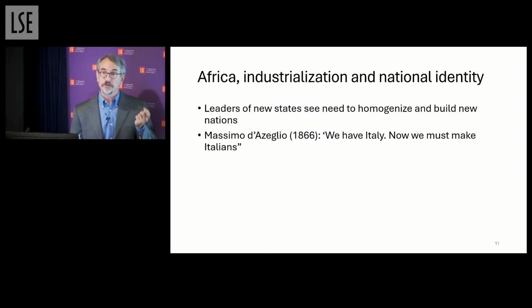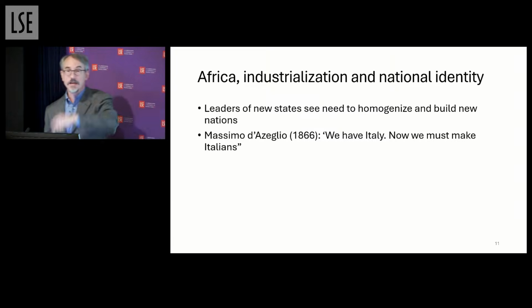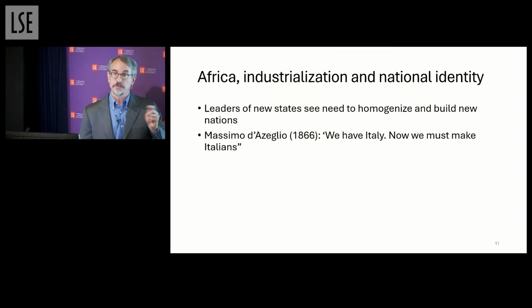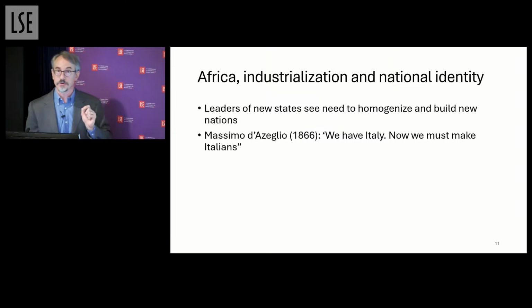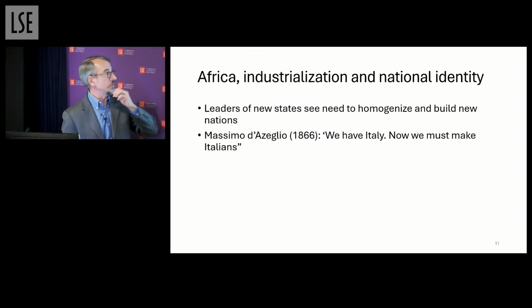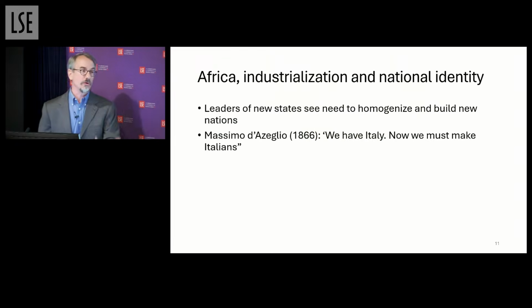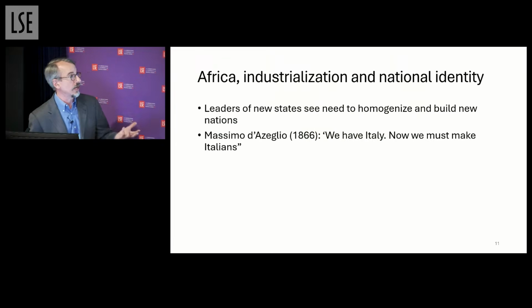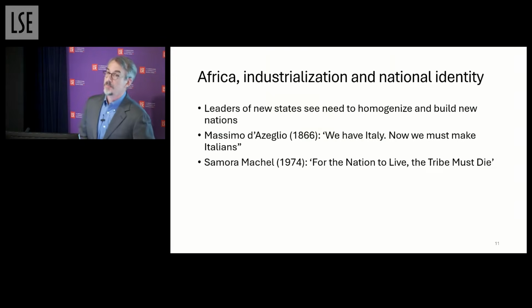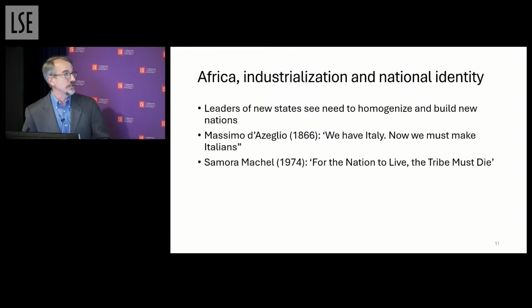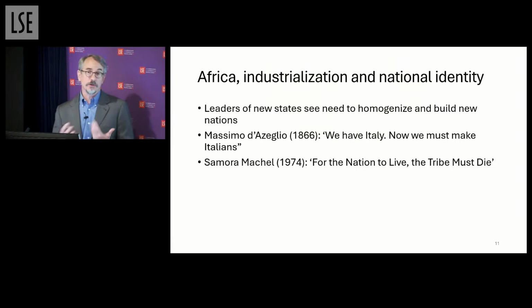If you compare some of these states in the 19th century to states in the late 20th century, you see very similar ideas. For instance, this is a famous quote from one of the founding fathers of Italy. Italy was unified in 1860. Very famous quote from Massimo d'Azeglio, "We have Italy, now we must make Italians." So there's the idea that we have to create a sense of Italian national identity. You compare that to one of many quotes from post-colonial African leaders. You have Samora Machel, the late president of Mozambique, saying, "For the nation to live, the tribe must die." Very, very similar, arguably. Again, we need to create a sense of national identity.